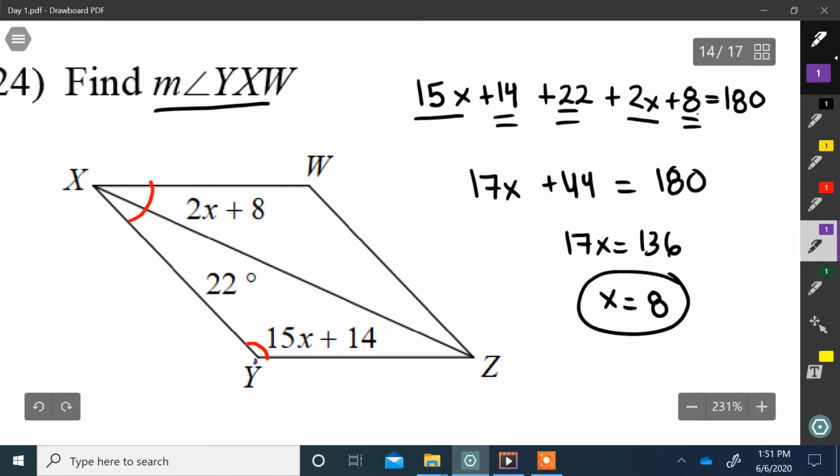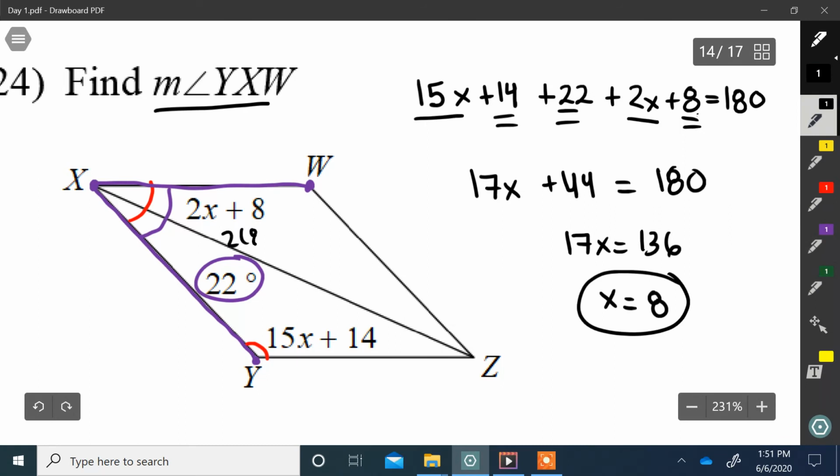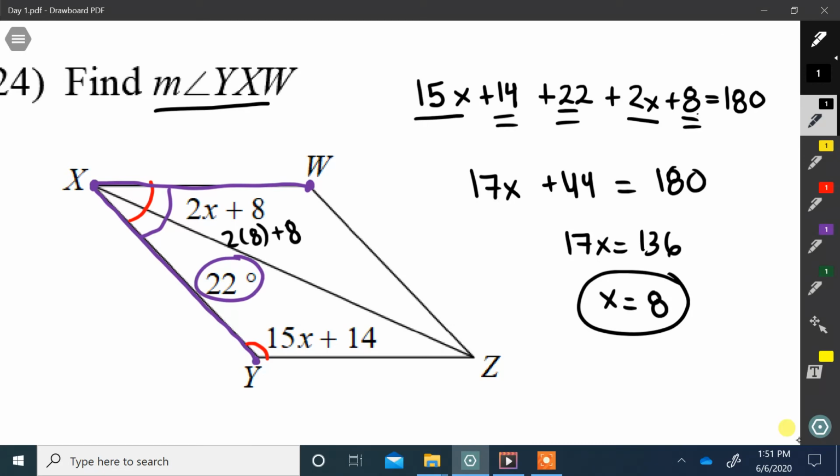So y, x, and the w is right there. So I'm looking for this whole thing right here. Well, I already know that this is 22. I have to plug in 2 times 8 there. 2 times 8 plus 8 there. 2 times 8 is 16, plus 8 is going to be 24.